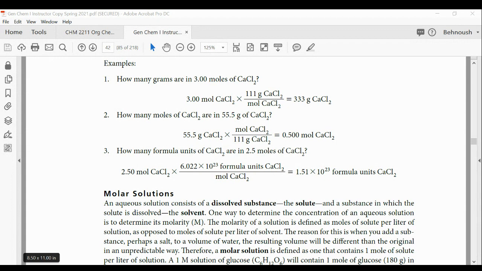Okay. If you have a solution, how do you find number of moles of solute? Let's see if I can bring the surface for you.